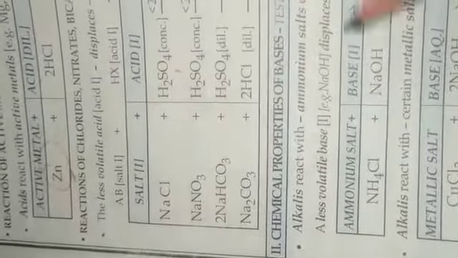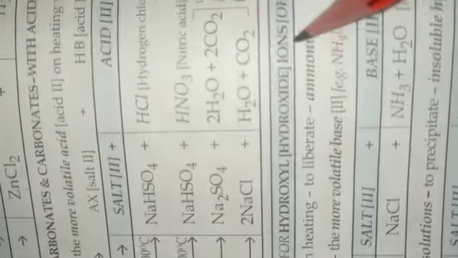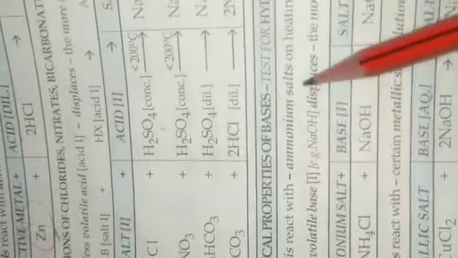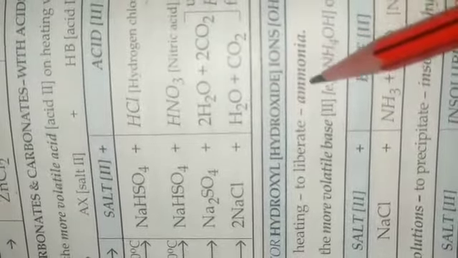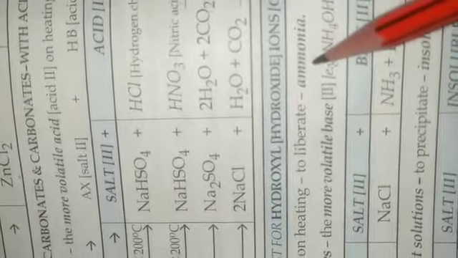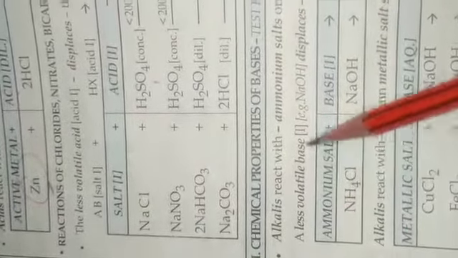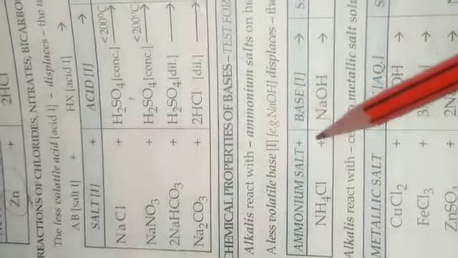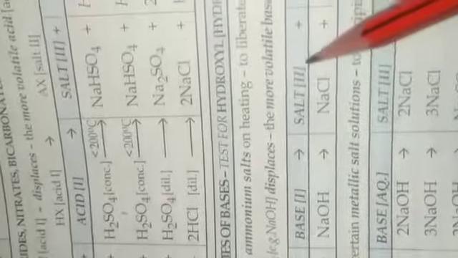Now the chemical properties of bases, or how we can test for hydroxyl ions. We know that alkalis, when they react with ammonium salt on heating, will always liberate ammonia gas. So this ammonia is the indication of bases. So a less volatile base will displace a more volatile base. So when an ammonium salt reacts with any base, it will give salt and a base.